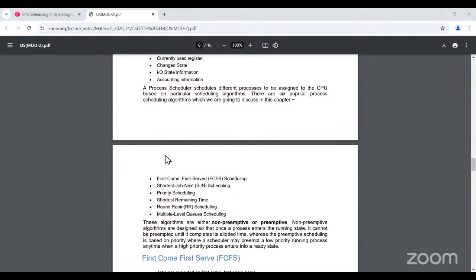So that's all about CPU scheduling. The process scheduler assigns different processes to the CPU based on a particular scheduling algorithm. These are the algorithms: first come first served, shortest job next scheduling, priority scheduling, shortest remaining time, round robin, and multi-level. These are the kinds of process scheduling algorithms.